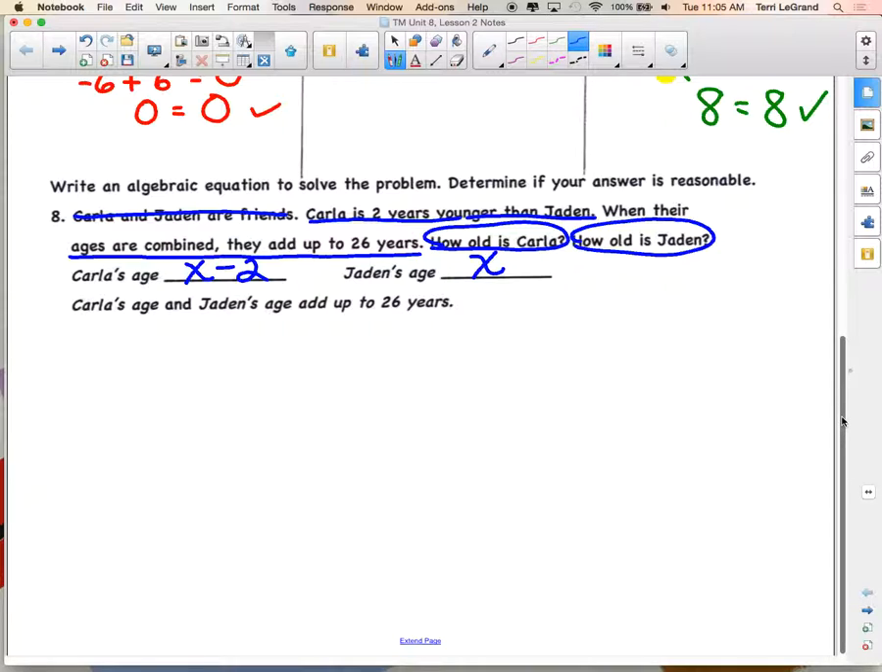And it says right here that Carla's age and Jaden's age add up to 26 years. Or in other words, I've written our sentence for us that we can now replace with an algebraic equation. Carla's age, what are we gonna write? x minus 2. And Jaden's age, add up to, so let's put our addition. Jaden's age, what are we gonna put? x. And equals 26. Okay, so there's our equation.